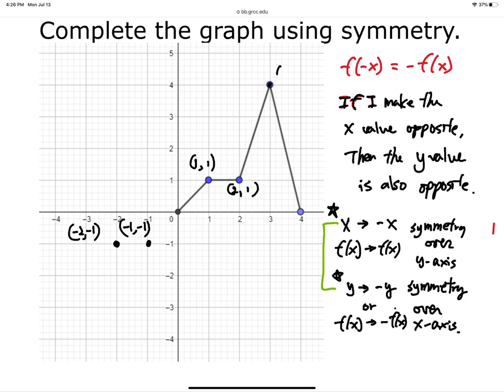This point right here is 3, 4. So that means flip it over horizontally and vertically. It has to be negative 3, negative 4. And the last point, 4, 0. Both x and y have to be opposite signs. So this becomes negative 4, 0. And if we connect the dots, this graph right here is our odd function.